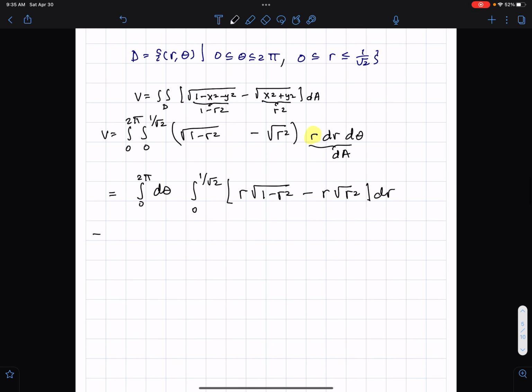Okay, so the integral of d theta is, well, if you integrate a constant, the integral is the constant times the length of the interval. I'll write this all out, but I don't think I should have to. Anyway, I go 0 to 2 pi, so that's going to be 2 pi minus 0, which is 2 pi.